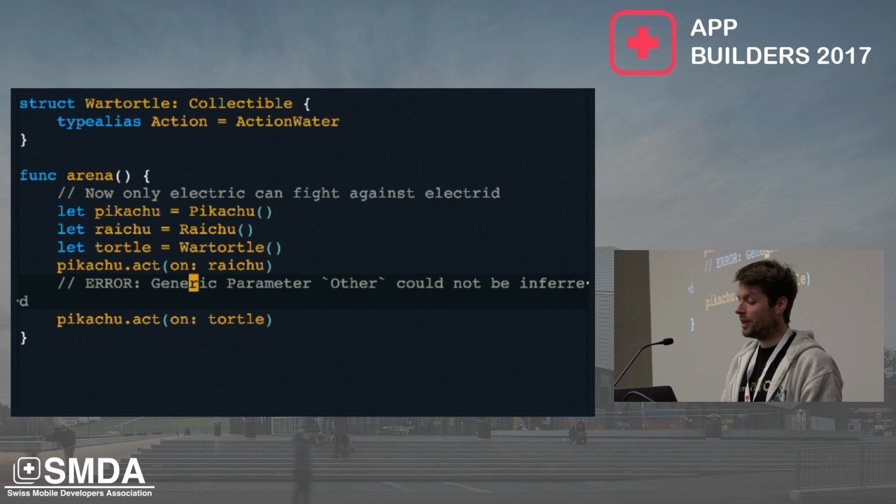The error message is awful. It will say generic parameter other cannot be inferred. But basically, that's what it does. It tells us this is not possible because the types don't match up. And by doing this, you can create different types in your software that make sure they are only used with certain other types in a very simple way.